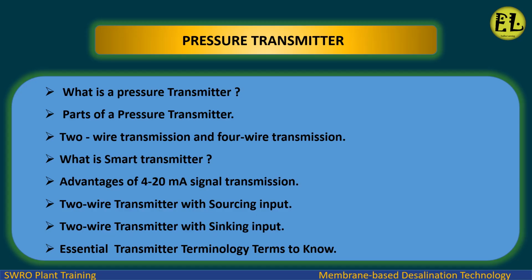Pressure transmitter. What is a pressure transmitter? Parts of a pressure transmitter. 2-wire transmission and 4-wire transmission. What is a smart transmitter? Advantages of 4 to 20 mA signal transmission. 2-wire transmitter with sourcing input. 2-wire transmitter with sinking input. Essential transmitter terminology terms to know.